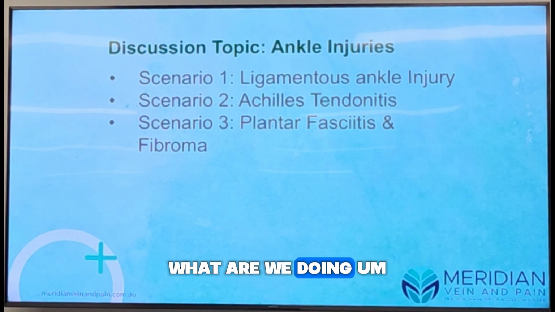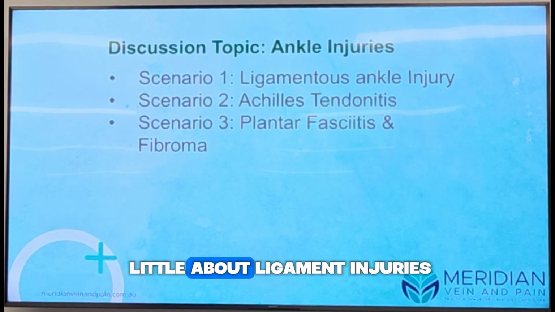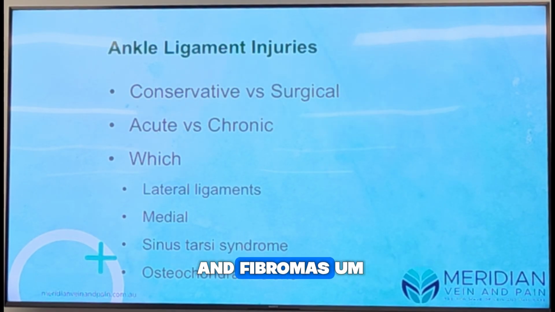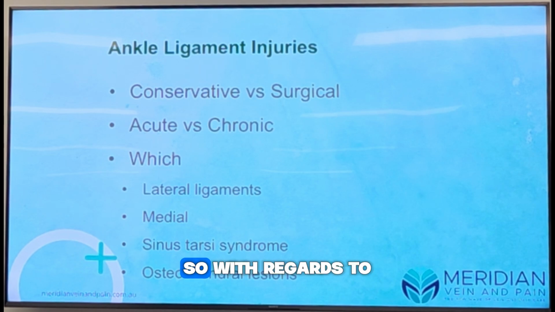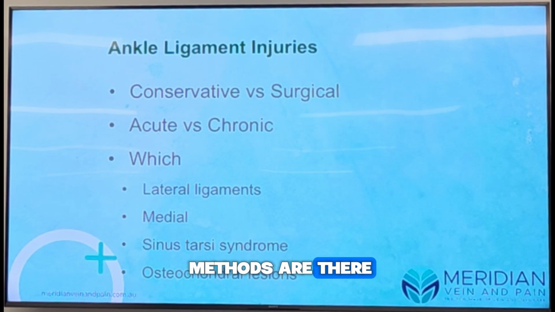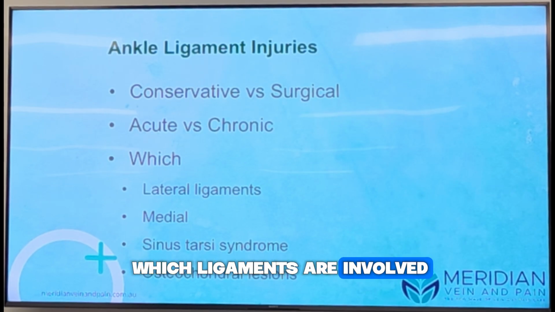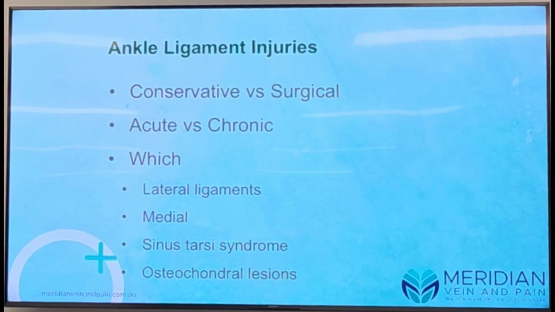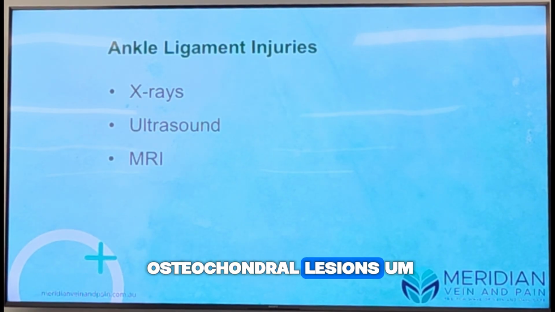So what are we doing? We're going to talk a little about ligament injuries, Achilles tendonitis, plantar fasciitis and fibromas. With regards to ligament injuries, I'm just going to quickly go through a lot of this. Obviously conservative and surgical methods are there. With ultrasound we can work out which ligaments are involved, whether there's a sinus tarsi syndrome, and then MRI comes into it when you're looking for osteochondral lesions.